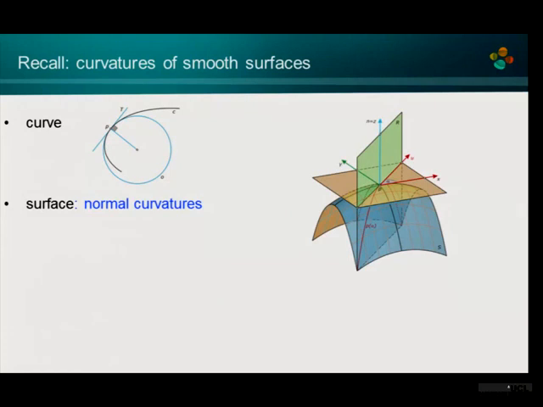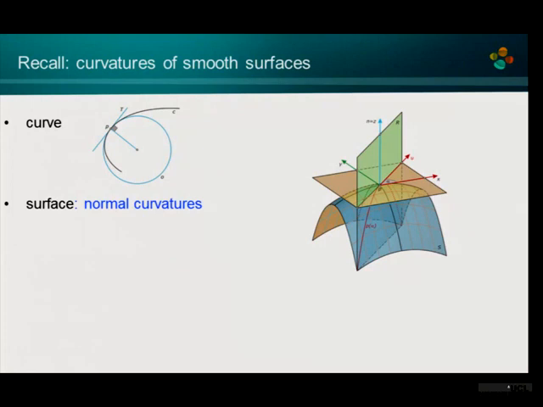Then if we have a smooth surface, we pick a point, we have a tangent plane, we have a normal to the tangent plane called the surface normal, and we can then pass planes through the surface normal. And we can intersect these planes with the surface. We get planar curves, and for the planar curves, we know how to compute the curvatures. So for each direction here, each plane through the normal, we have a so-called normal curvature.